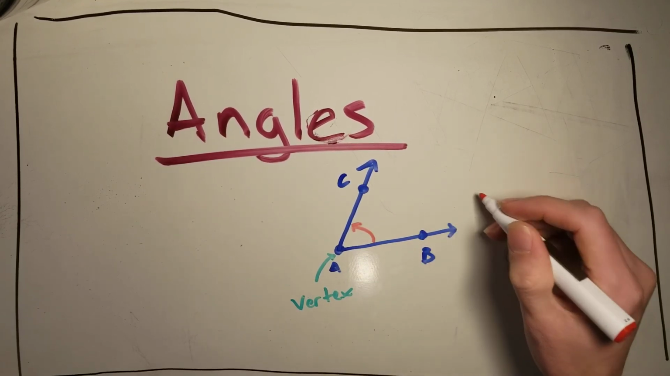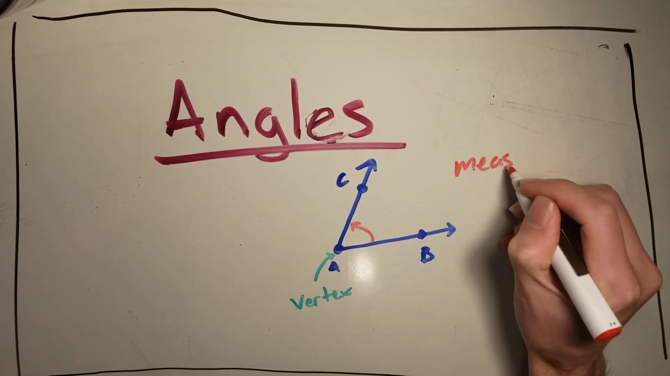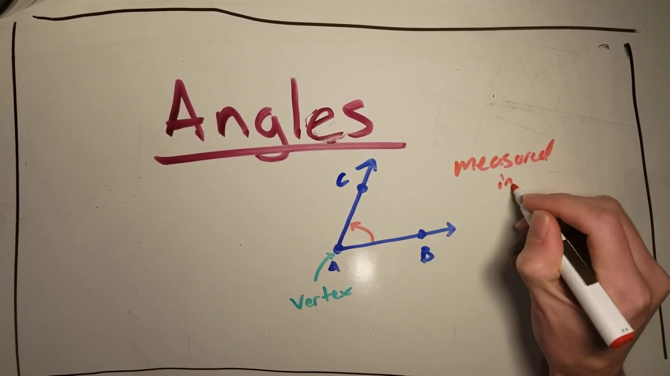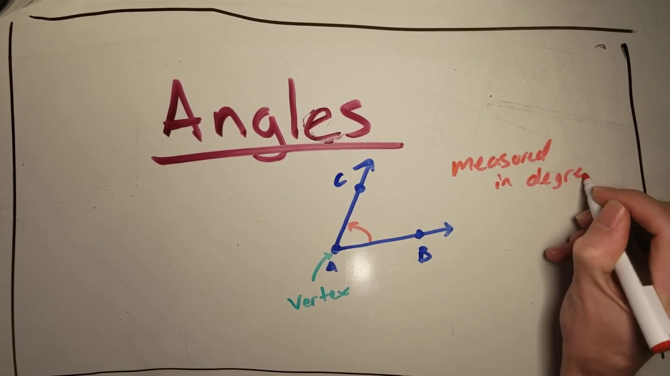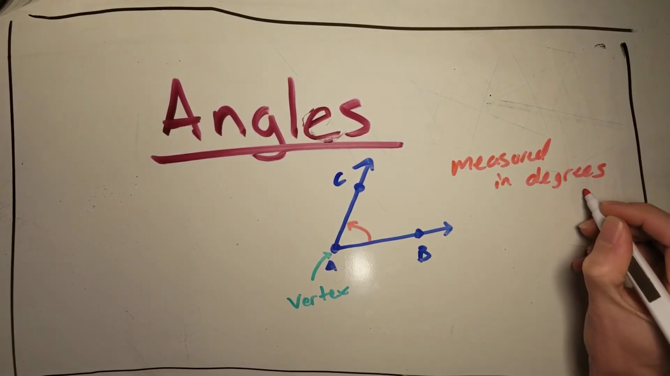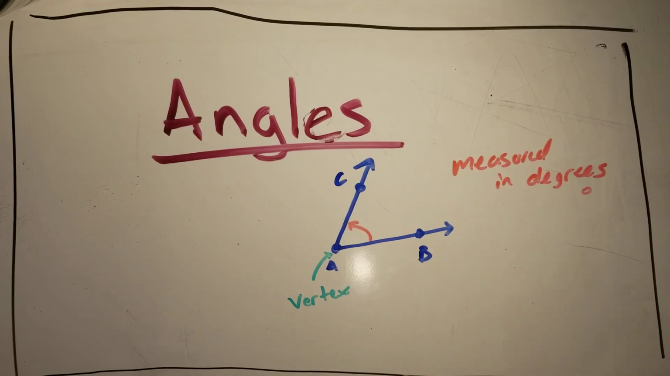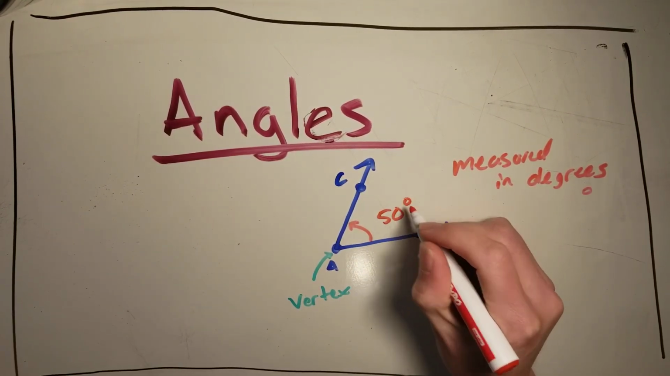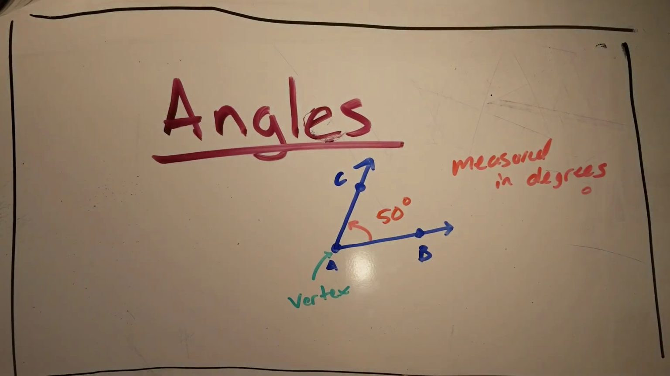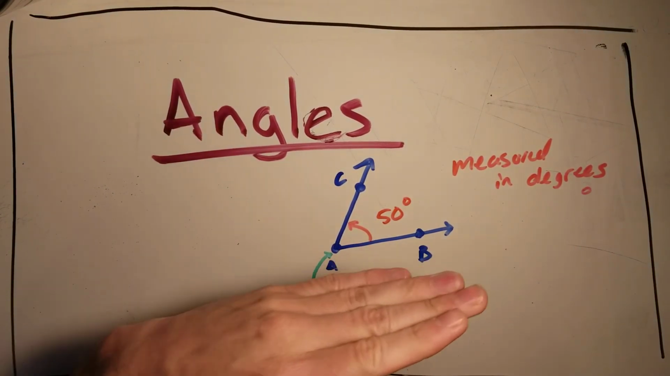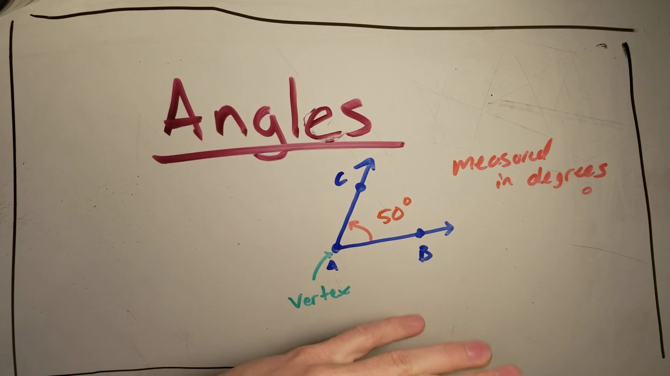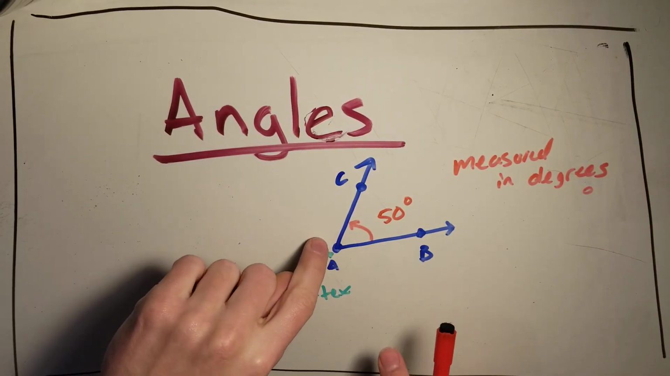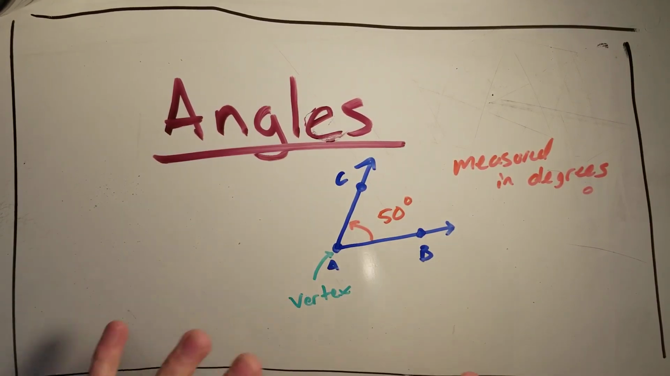And we measure angles in degrees, and we use this little symbol right here. So if this angle was, let's say, 50 degrees, we would say it's 50, little degree symbol up here. And again, you're measuring the rotation. How do you get from one ray to the next? It's the amount of turn from one, but that shared vertex is the shared point they have between one another.